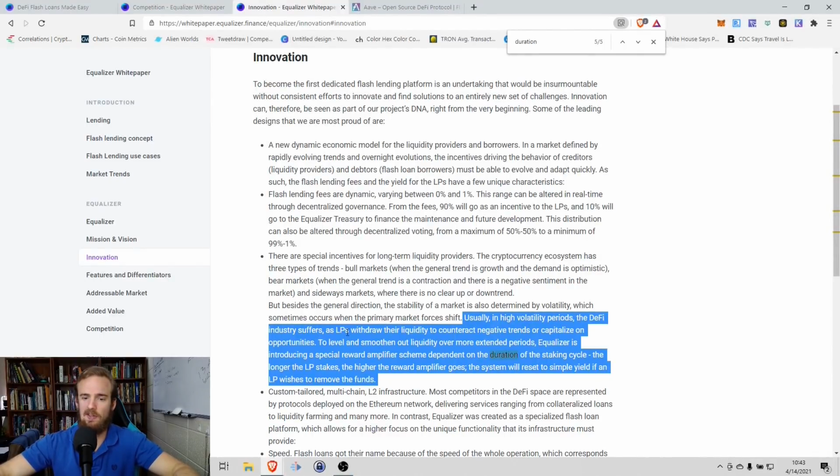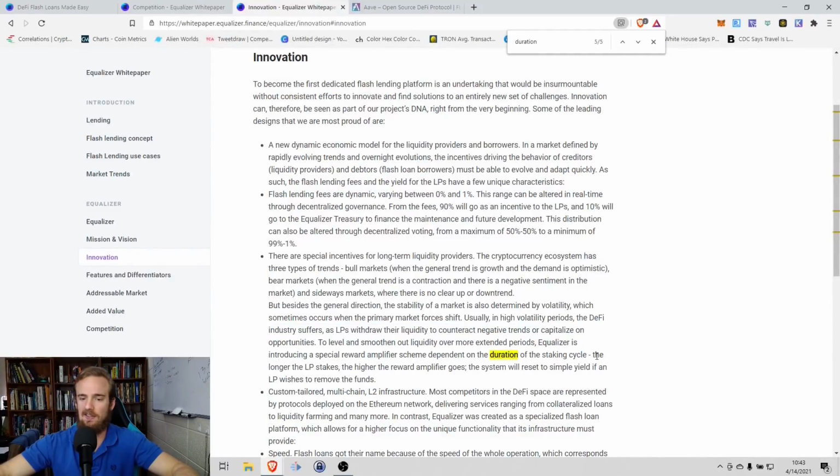So what it says is that to level and smoothen out liquidity over more extended periods, Equalizer is introducing a special reward amplifier scheme dependent on the duration of the staking cycle. The longer the LP stakes, the higher the reward amplifier goes, and the system will reset to simple yield if an LP wishes to remove their funds. So basically, you're not just getting rewarded for depositing those funds, but there's also an incentive for keeping those funds staked for longer periods. So it's a function of not just how much you stake, but also how long you stake, and that reward goes up the longer you stake.